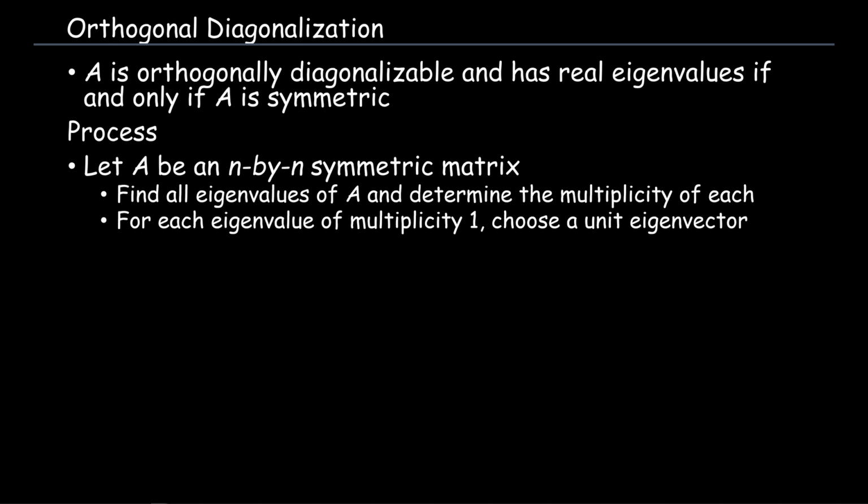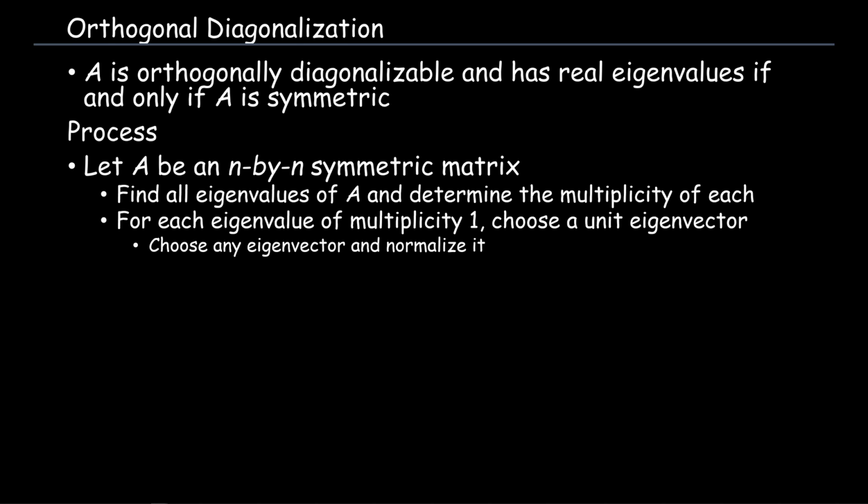For the first set, the eigenvalues that have a multiplicity of 1, we choose a unit vector. In other words, we just choose an eigenvector for that eigenvalue and then normalize it. You may remember how to normalize it. If not, we'll do it in the examples, and hopefully that helps refresh your memory.